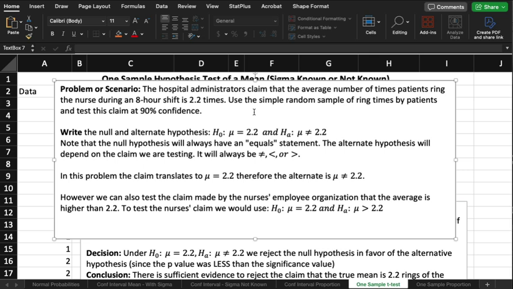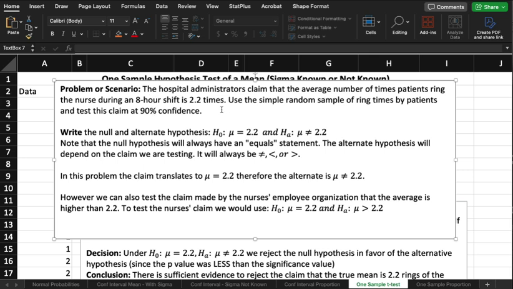Sometimes in the problem it'll just tell you what the sample mean is and the standard deviation. But in this case, we actually have some data that we're going to look at. So we have a simple random sample of ring times, and we're going to test the claim at 90% confidence. If that wasn't stated in the problem, we would probably just default to 95% confidence. We would just start there. But the problem is specifying a confidence level, so we don't need to decide that.